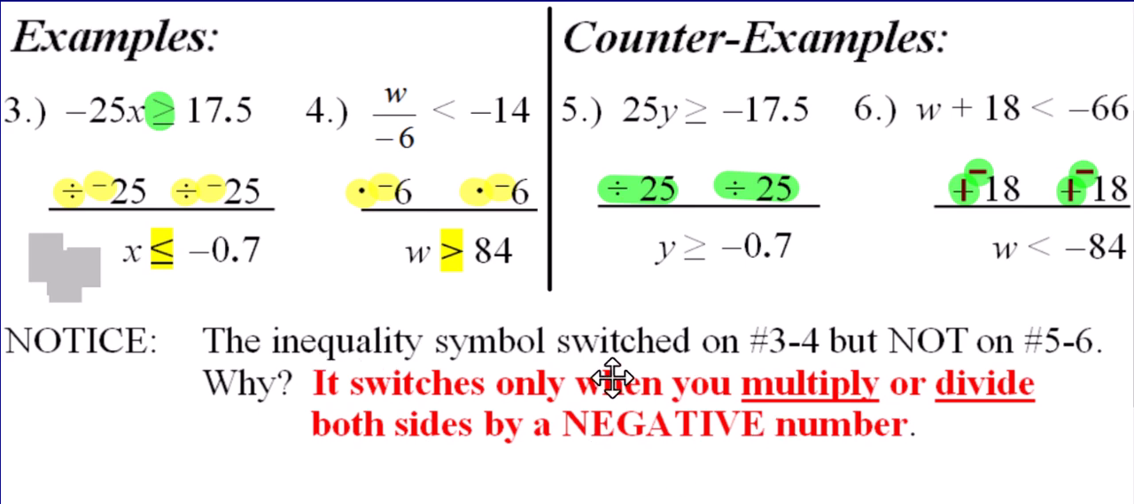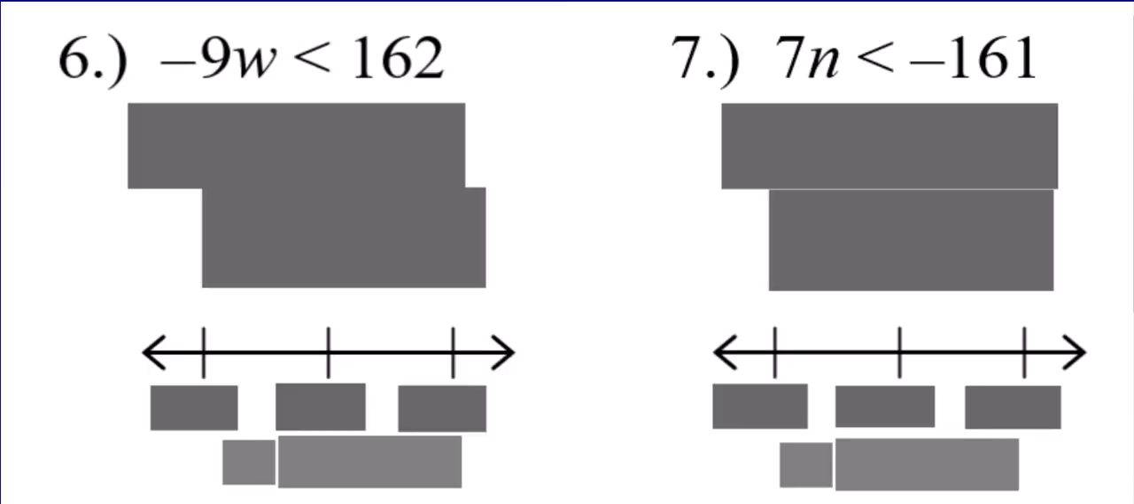So you can write this down real quick. This is why the inequality symbols did switch on 3 and 4, because I did multiply or divide by a negative on both sides. But it did not switch on 5 and 6, because here I divided by a positive, here I added by a negative. It only switches direction when you multiply or divide both sides by a negative number. Okay, if you have that written down, let's practice this.